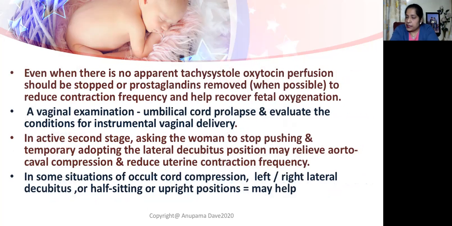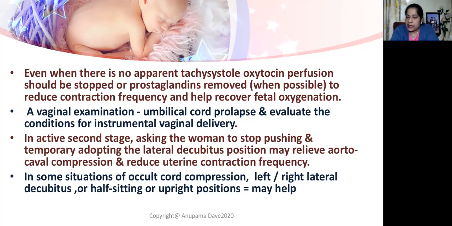When there is no apparent tachysystole, oxytocin perfusion should be stopped or prostaglandins removed to reduce contraction frequency and to help recover oxygenation. Subsequently, a vaginal examination is done, same to rule out cord prolapse and to see if the uterus is contracting and if the cervix is fully dilated. In those situations, an instrumental vaginal delivery to expedite the delivery of the fetus can be done.